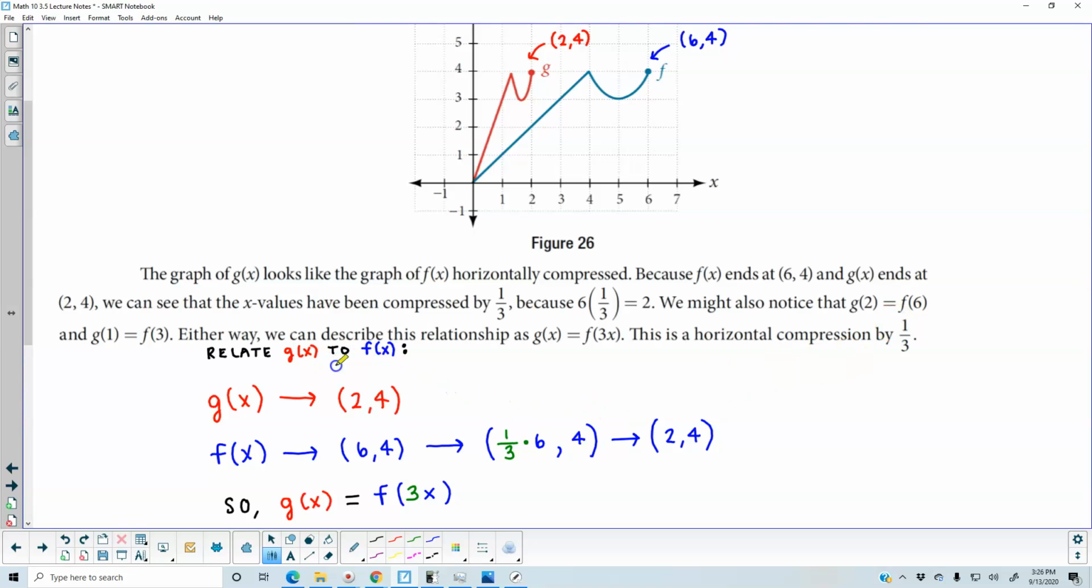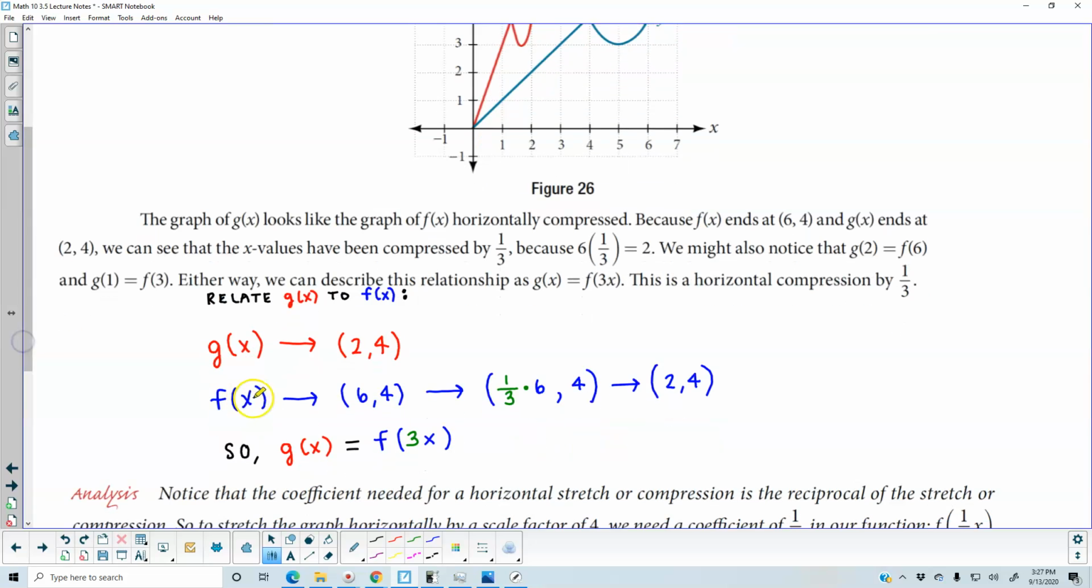So to relate g of x to f of x, we know that g of x has an ordered pair of (2, 4), and f of x was (6, 4). So in order to get 2, we had to multiply 6 by a factor of 1/3, because 1/3 of 6 is 2. That means g of x is going to equal f of 3 times x. So this 3 times that 2 gave us 6.